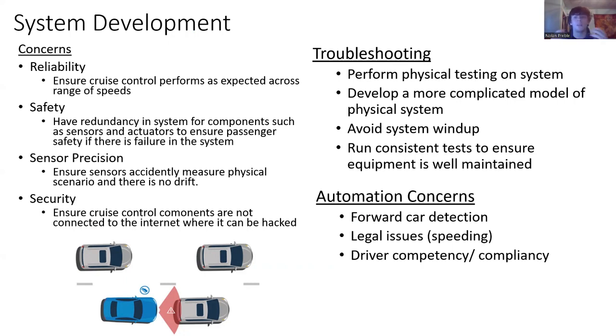And as far as automation concerns, I'd have forward car detection. You can't trust that these drivers are always competent or paying attention to the road. You'd want to have sensors in front to make sure that if a car was getting too close to another car, it would slow down.